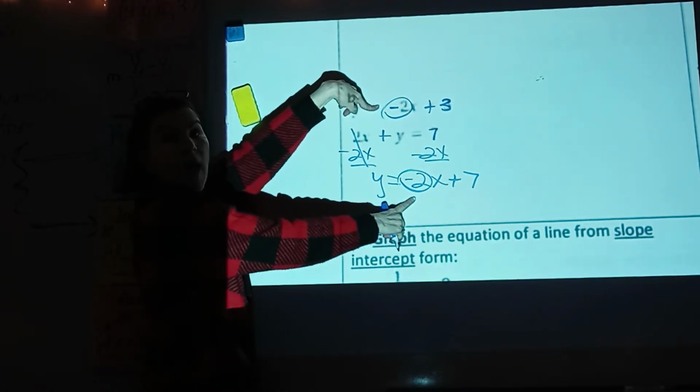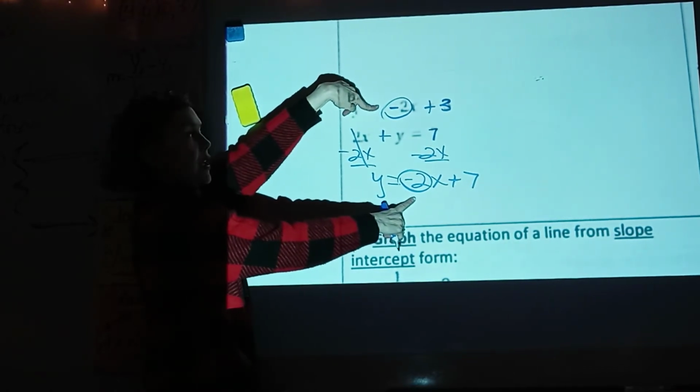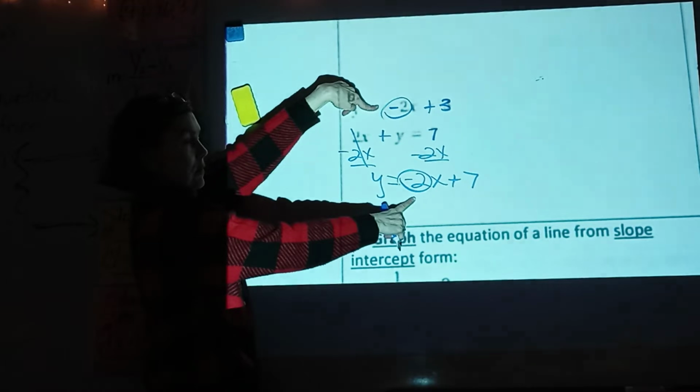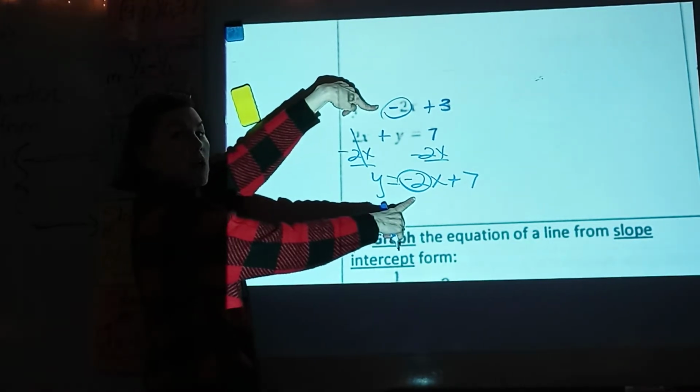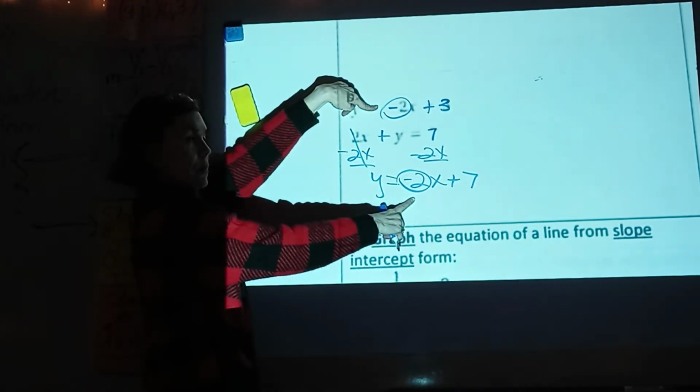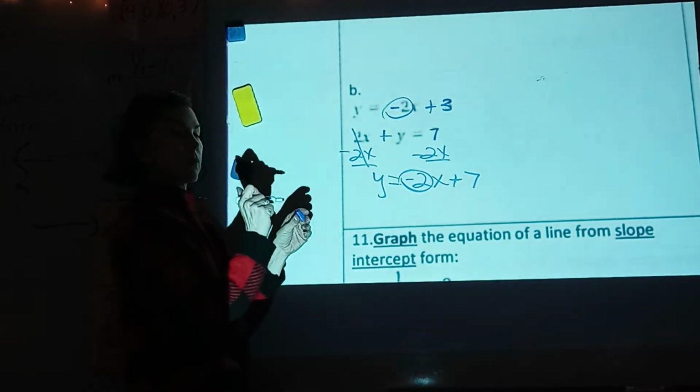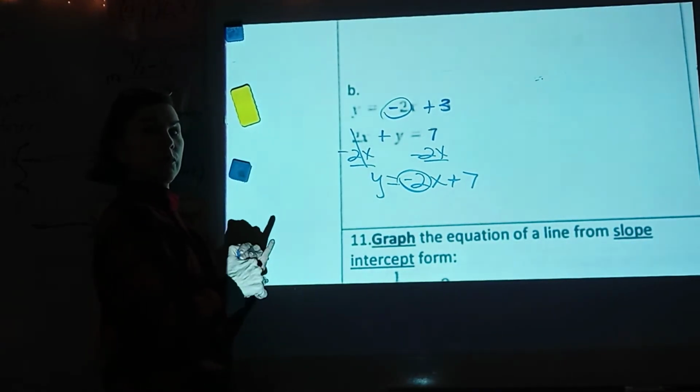So now let's look at these two slopes. So are these lines parallel, perpendicular, or neither? Parallel, because they have the same slope. They're both negative 2. Okay? Moving on.